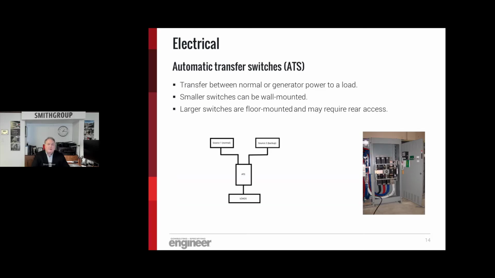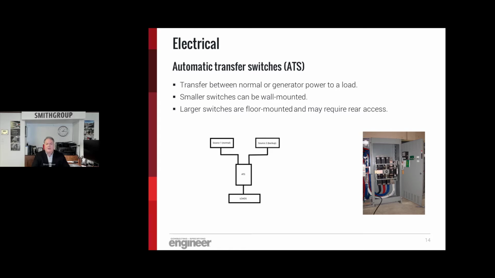Next up, you're going to be probably applying automatic transfer switches. It's possible to have the generator go right to the switchgear, but in most cases, there's automatic transfer switches involved. You basically transfer between the normal power and the generator power to load. Understand the space requirements and the type of switch you're doing. Smaller switches, 200 amp, 400, even 800 amp, don't require much space and can be wall mounted. The larger switches may require rear access, which is a learning experience I went through as a young engineer, to understand that a 1600 amp automatic transfer switch may need rear access.